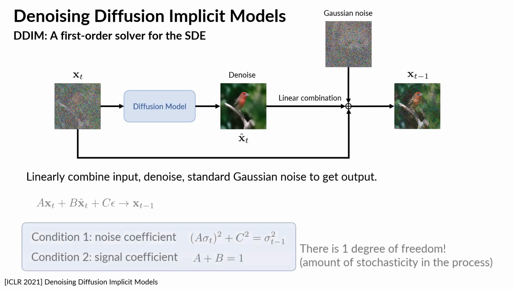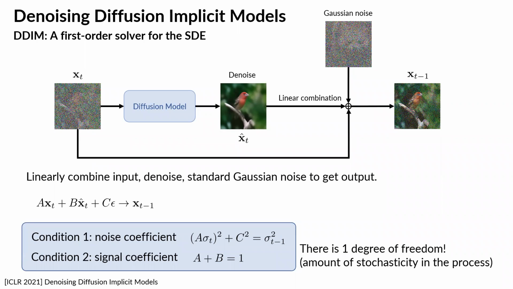We want to get coefficients for these three terms. Let's use A for the coefficient on the input, B for the coefficient on the denoised output, and C for the coefficient on the random Gaussian noise. Combining these linearly, I expect to get something with the same distribution as x_{t-1}. The first condition is that we want to match the noise level. Before, we have the input with standard deviation sigma_t, and we want to convert it into standard deviation sigma_{t-1}.